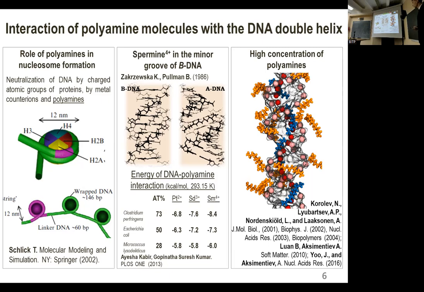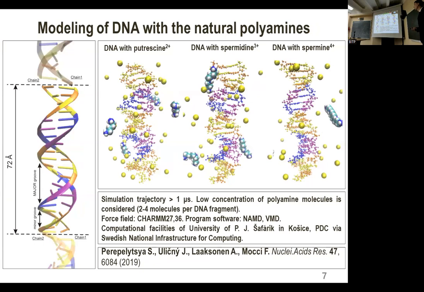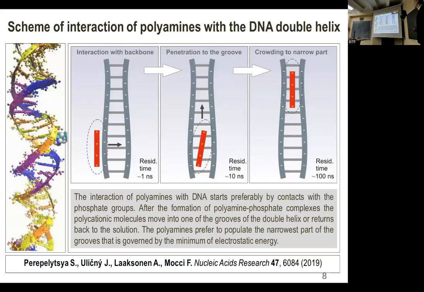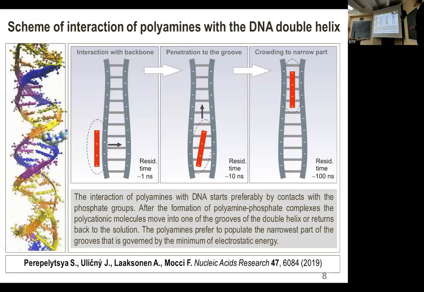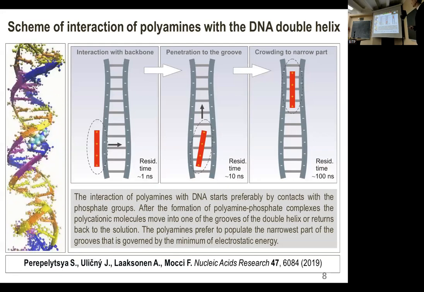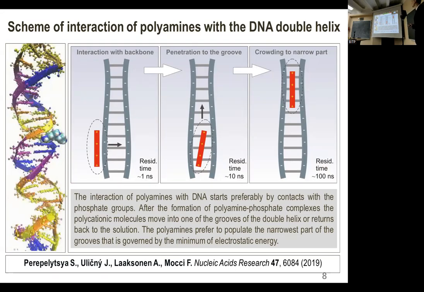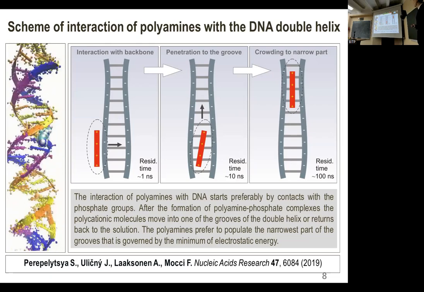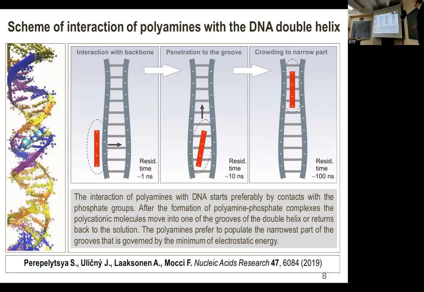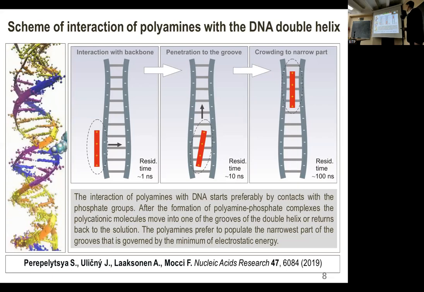In contrast to the previous works, we took the system with low concentration of polyamines. So this is the system with putrescine, spermidine, and spermine, and only several molecules of these ligands were added to DNA. And we simulated the system, and we found that polyamines bind in some specific way. So it goes inside the double helix, and it finds the narrowest place, the place with the narrowest minor groove, where it's stuck for a very long time. This is a time of about 100 nanoseconds.